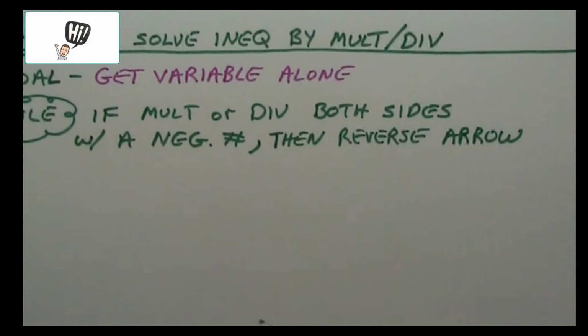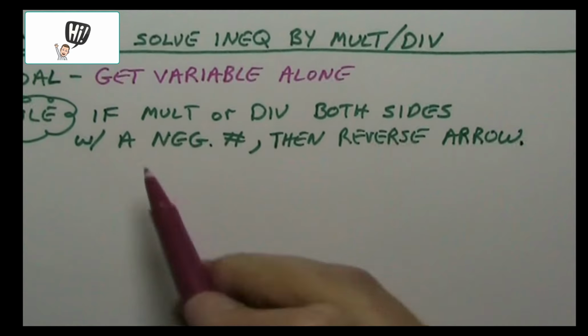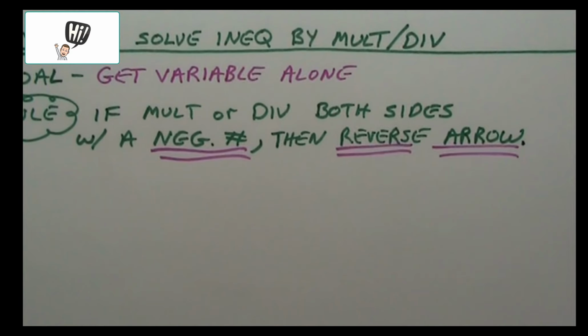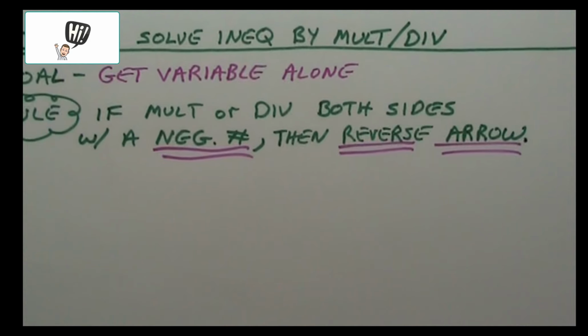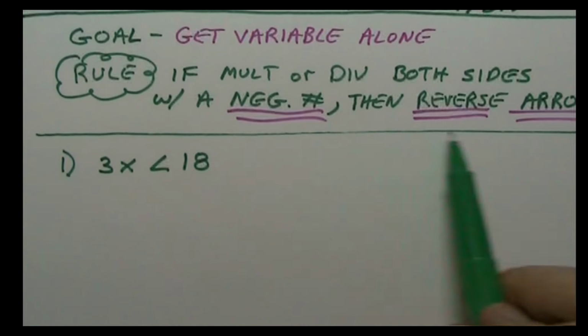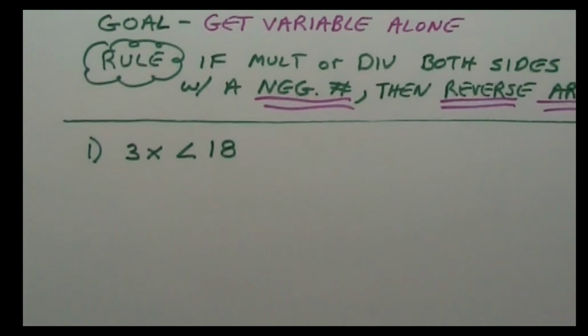then reverse the arrow. Then reverse arrow. But it has to be a negative number. Only with a negative number do you go ahead and reverse the arrow. Okay, I'm just going to draw a line across there, and now we're going to go ahead and start with our examples.